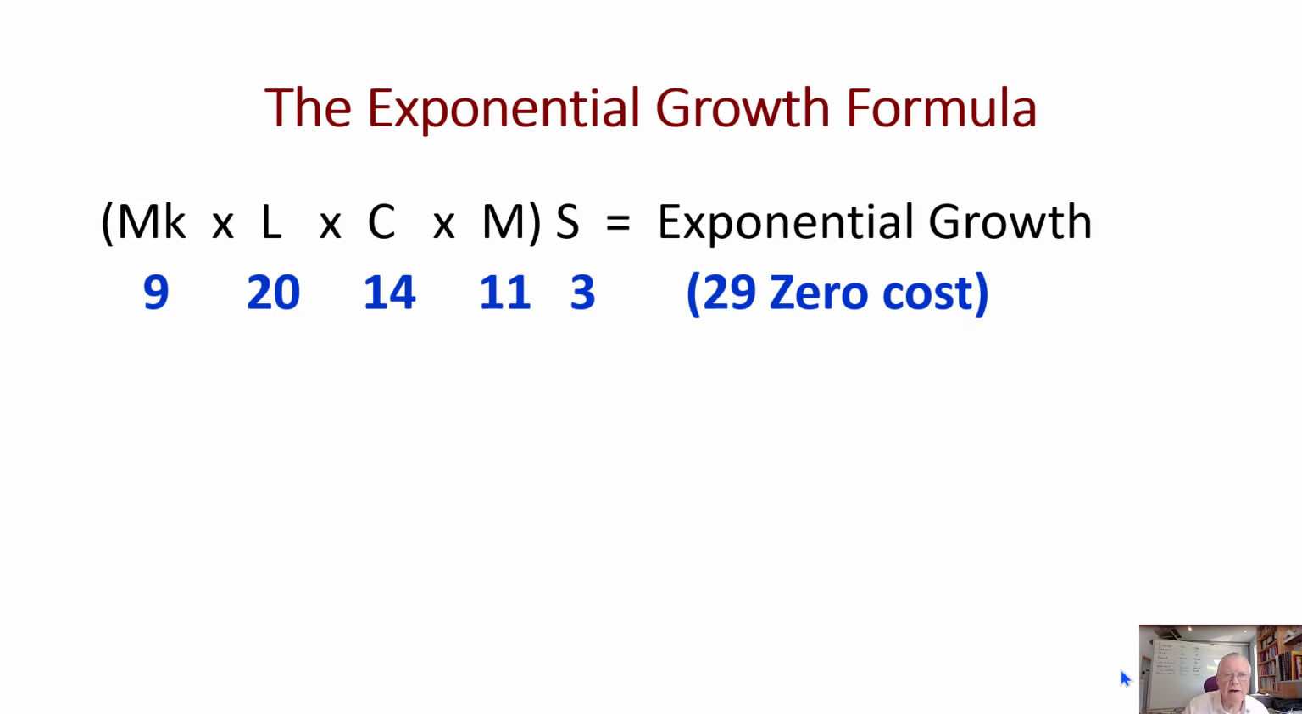Now you'll notice that of those strategies, if you like, 29, 33, 43, 54, 50. So 29 of them are absolutely zero cost. So half of those won't cost you anything. The other half won't cost you very much. So it's not an expensive formula to implement.